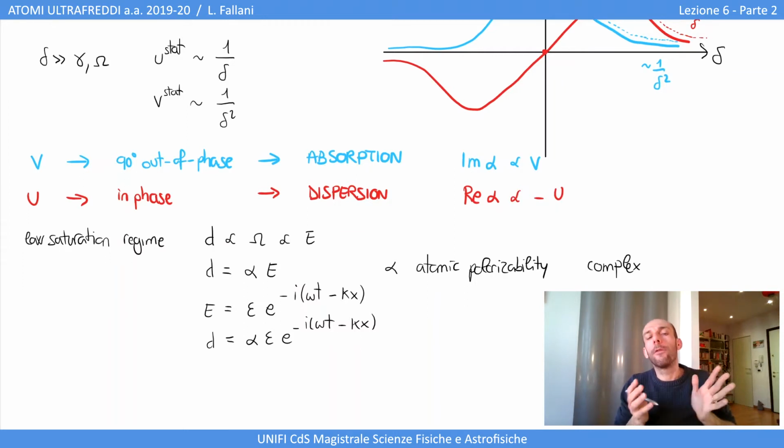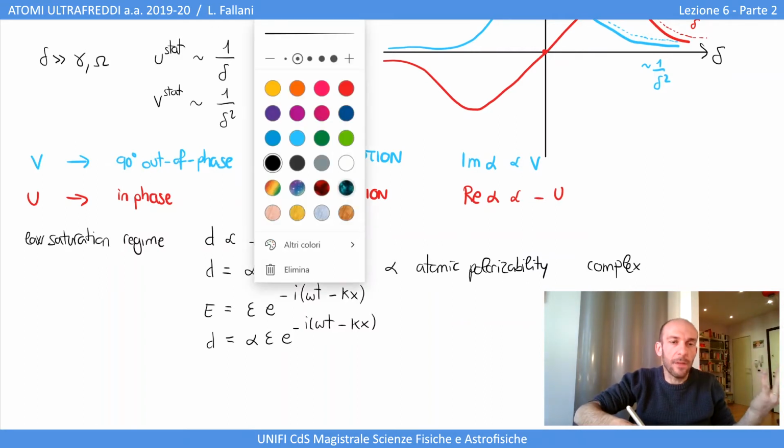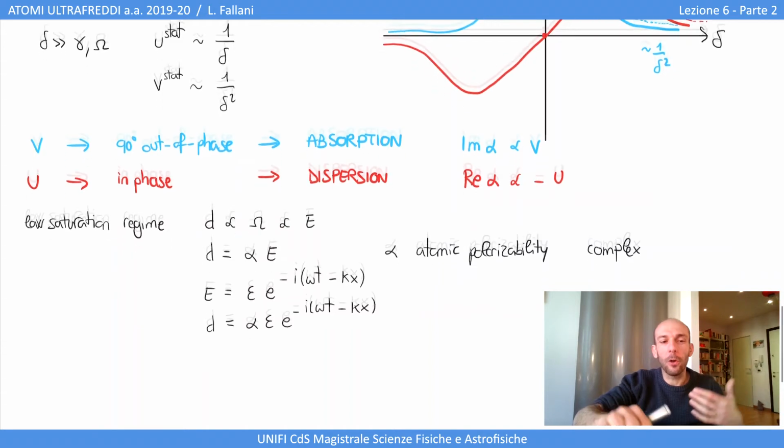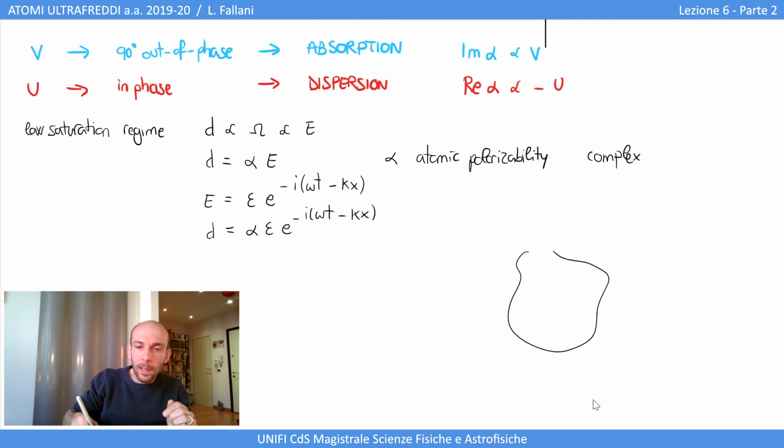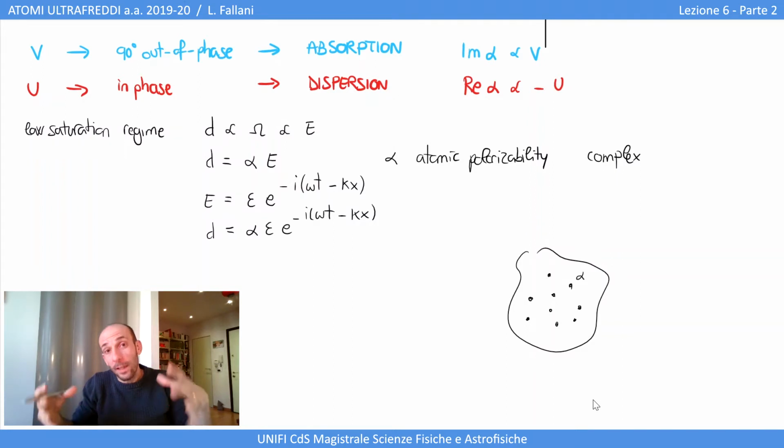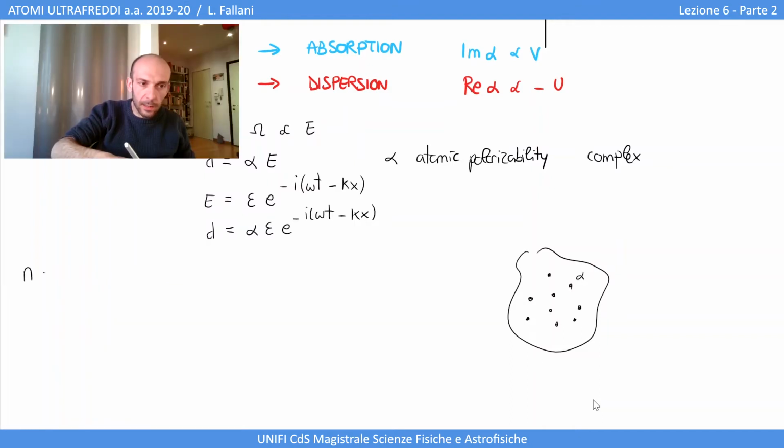And so what is the meaning of a real and an imaginary component of the atomic polarizability? You have already done this calculation, but let me recall it. So let's consider a gas of atoms, and this gas is made of many particles. Each of these particles will be described by some atomic polarizability alpha, and the collective properties of these atoms are described with a macroscopic quantity that you introduce in optics, and this is the index of refraction.